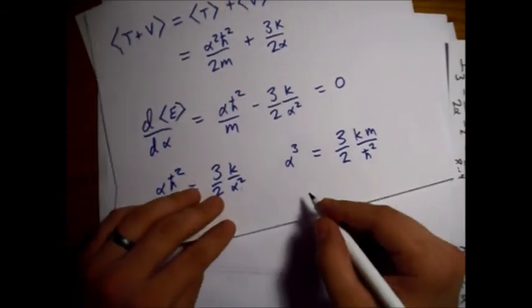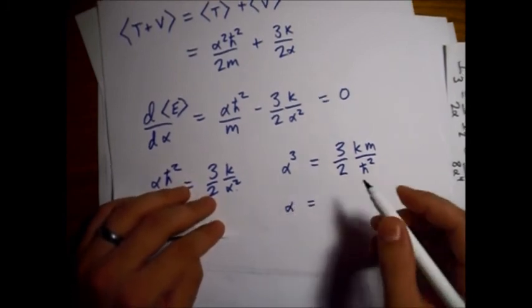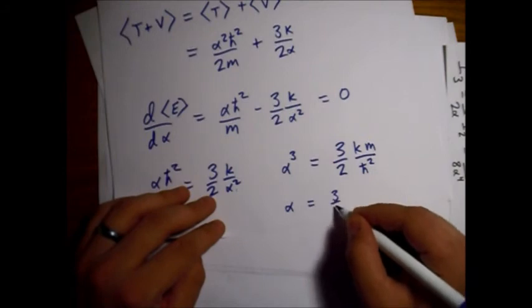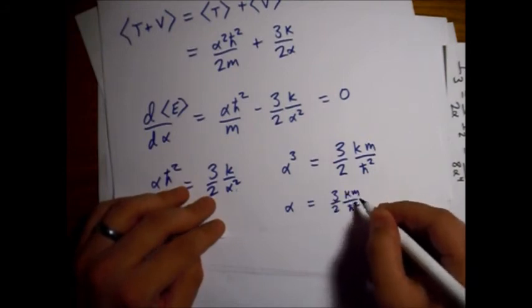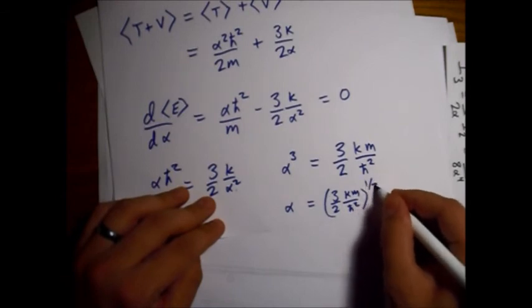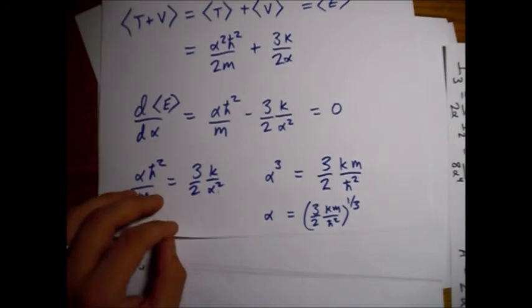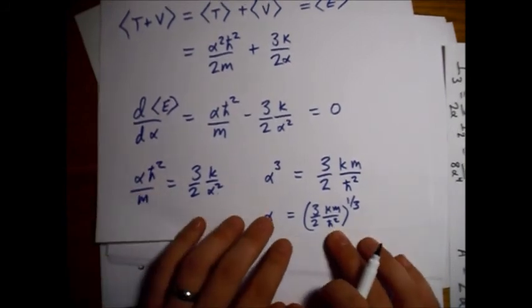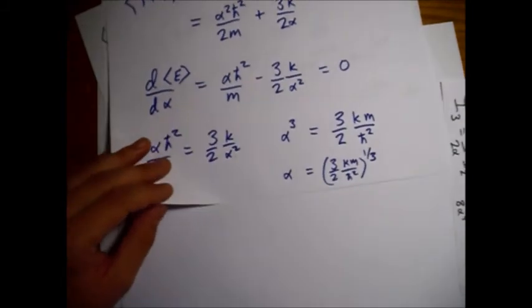So this tells us that alpha is equal to this 3 halves k m over h bar squared to the 1/3 power. All right. So this is the alpha that gives us the minimum energy. So the last thing we want to do is find out what that minimum energy is.